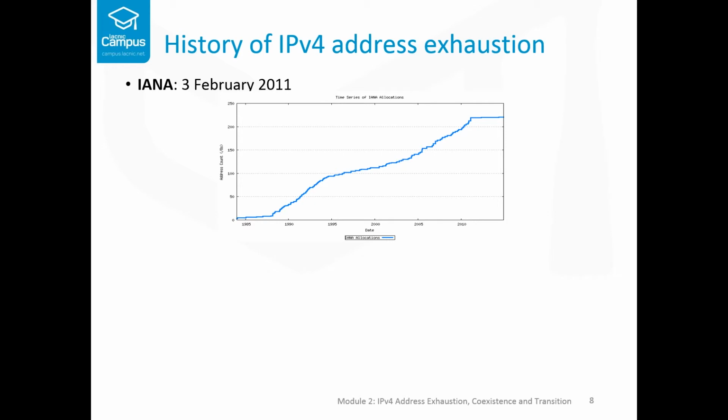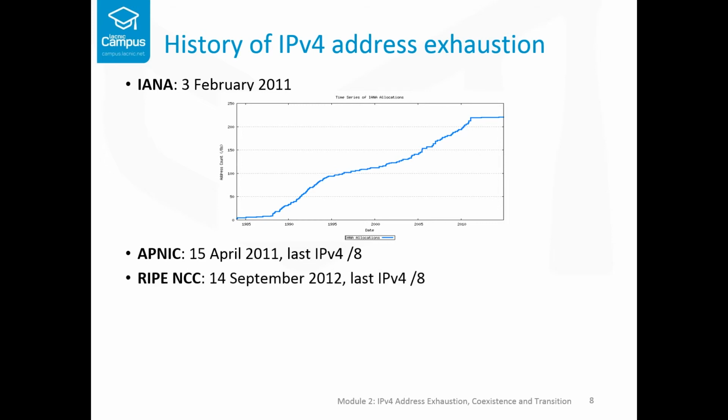Next, it was the turn of the RIRs. APNIC's IPv4 address pool reached its final /8 on 15th of April 2011. RIPE NCC's IPv4 address pool reached its final /8 on 14th September 2012. On 23rd April 2014, ARIN announced that its IPv4 address pool was down to 1 /8 and that this had triggered the final phase, Phase 4, of its IPv4 countdown plan.